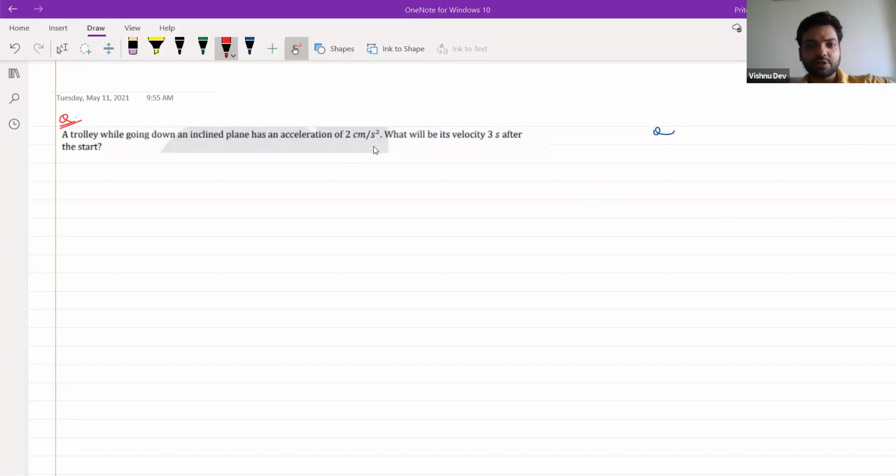So Shivansh, you got 6 centimeter. Let's check. 6 centimeter per second, right, because we are asked to find out velocity. Of course, it will be in centimeters per second.